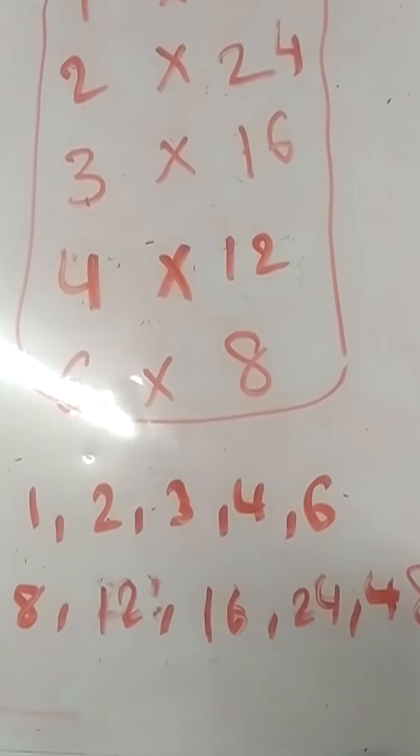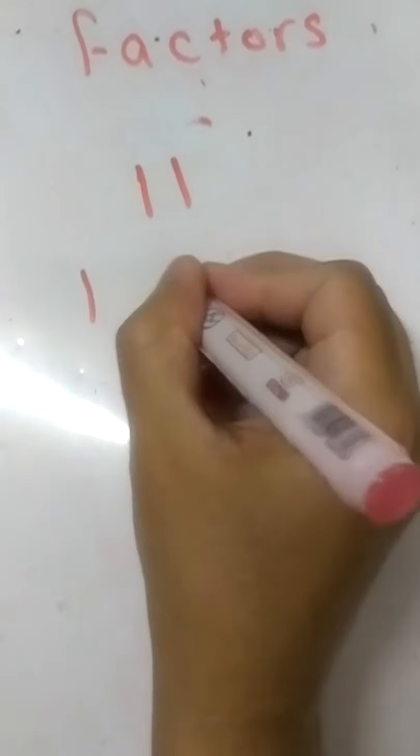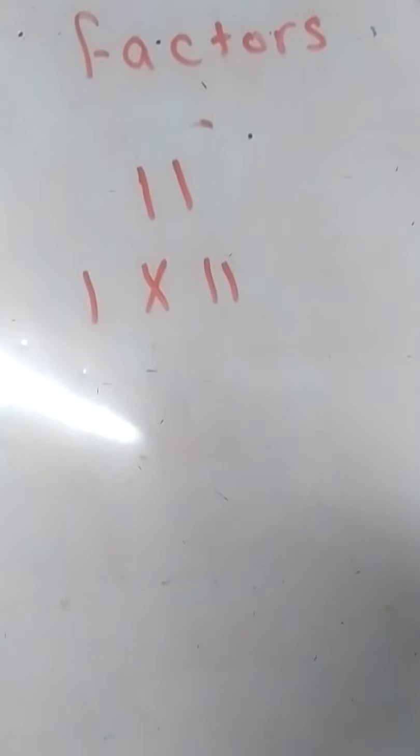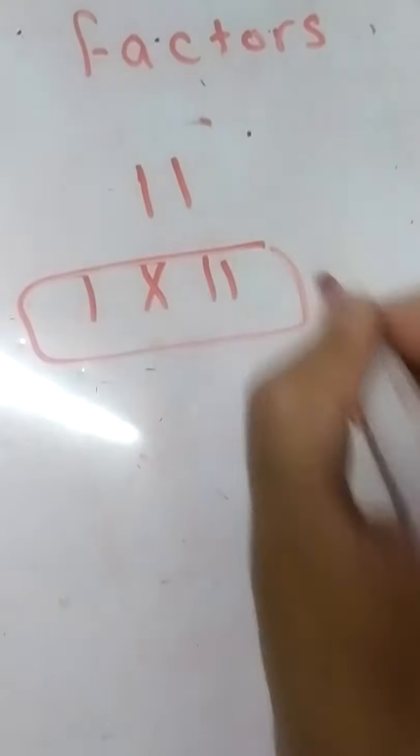Okay, let's move to another example. And we are going to move to another important point. What if my number is like this? If I give you a number like this one, like 11. What times what equals 11? Actually, we have only 2 factors for 11. 1 times 11, okay? 11 is only divisible by 1 and 11 itself. So we have only 2 factors here, okay?